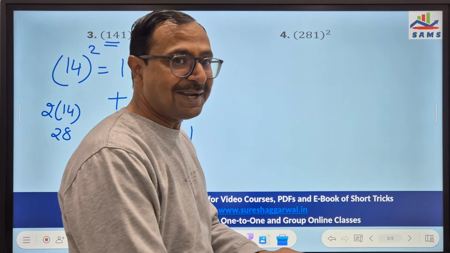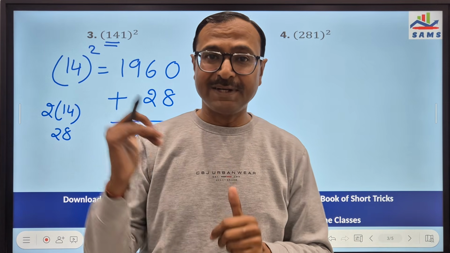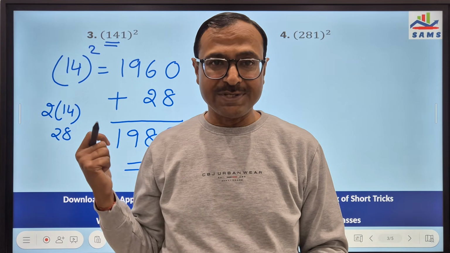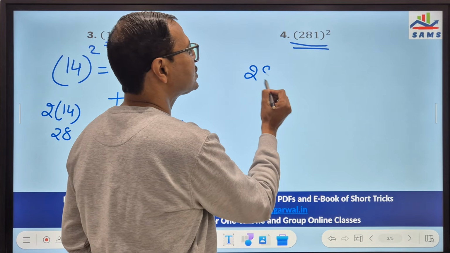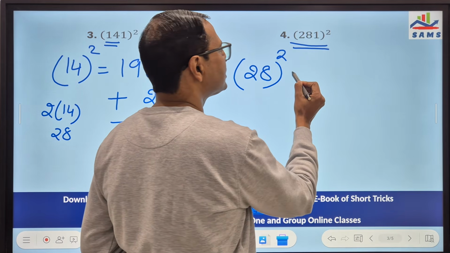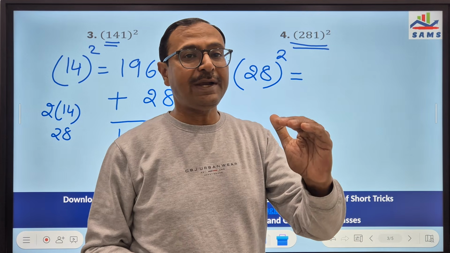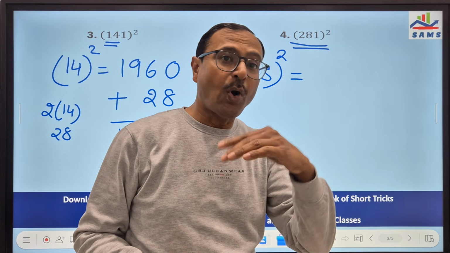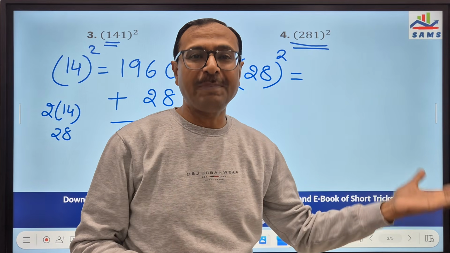See how quickly we are getting it now. Traditional multiplication is going to consume at least 5 times the time required to solve this question. Watch this. 281. So we need a 28 square. And I know 28 square. Now if you don't know 28 square, you can do 28 times 28 by using vertically and crosswise, or use the previous tricks which I have already told you in my previous videos.